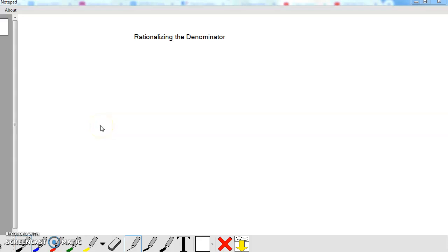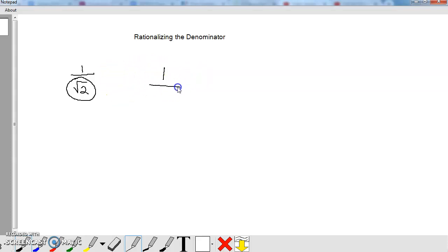In this video, what we're going to focus on is how to rationalize the denominator. Basically, what that means is that we are going to try to remove any radicals in our denominator. So for instance, if I have something that looks like this, 1 over root 2, I want to get rid of the radical, okay? So how do we do that?